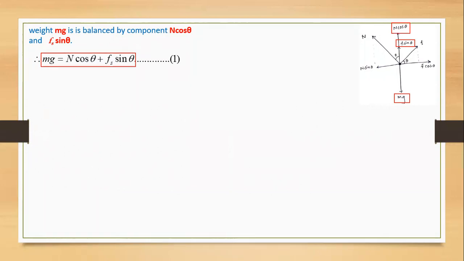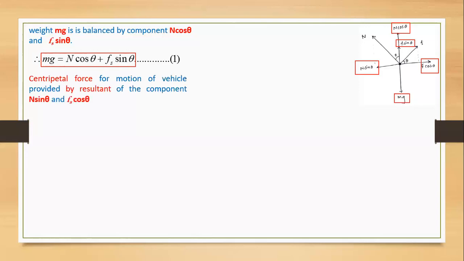Now again, as we already discussed in the previous article, for negotiating this curved path, centripetal force is required, and the centripetal force is acting toward the center. The resultant of these two components, N sin theta and Fs cos theta, is acting toward the center. So the resultant of these two provides the centripetal force. We can write the equation: centripetal force is equal to N sin theta minus Fs cos theta.